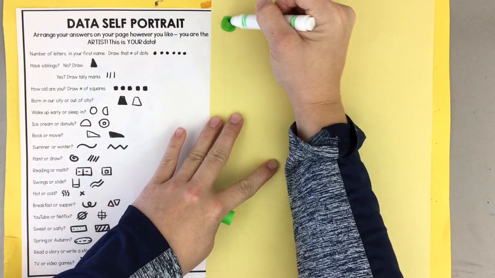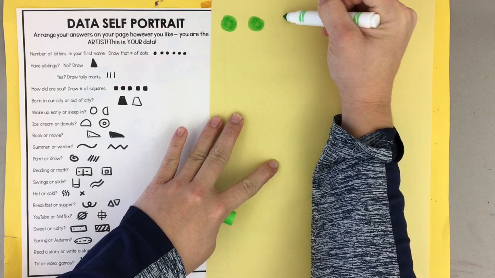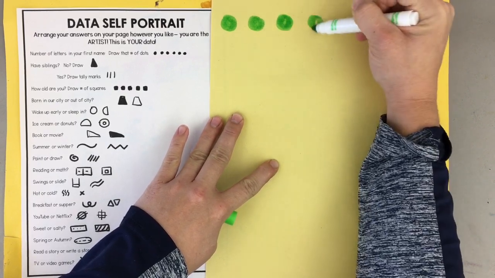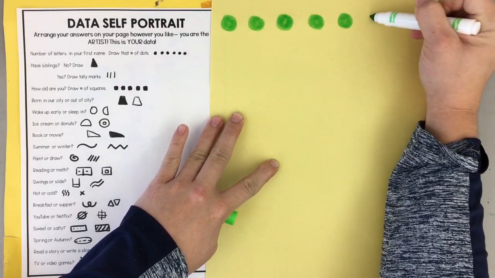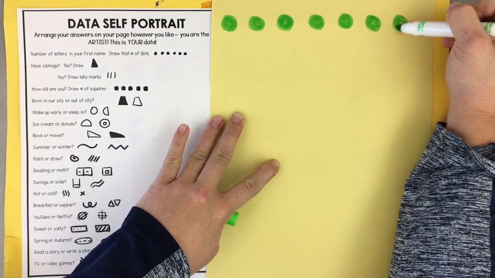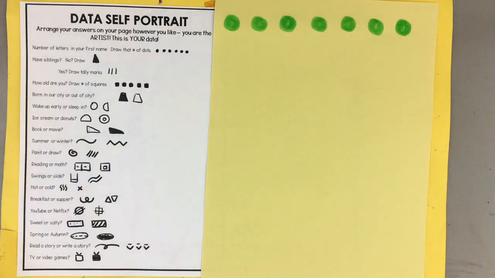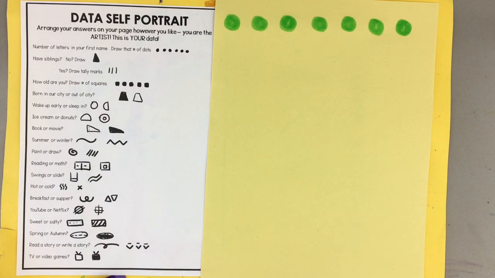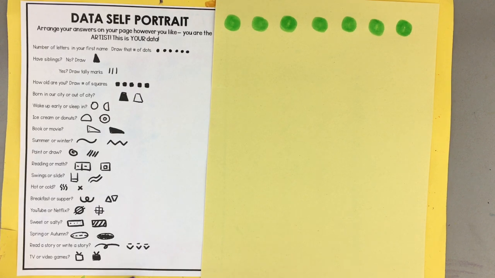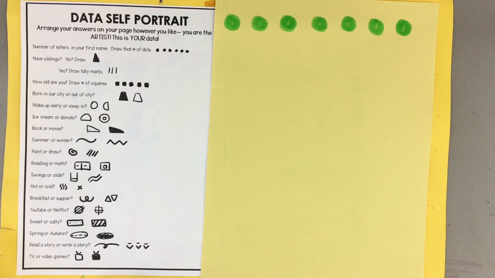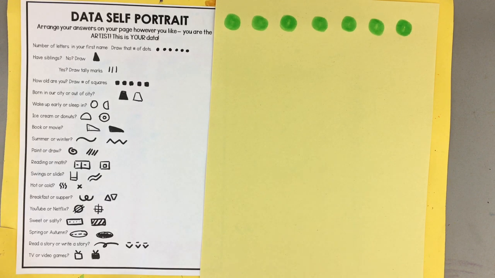I'm picking green, and I'm doing my dots in a line. Y, A, N, N, A. And when we do this, we don't want it to be symmetrical. We don't want it all balanced right in the middle. We're also thinking about the colors we're using. And then it says have siblings, draw tally marks. If not, draw a triangle. So I do have 2 siblings.